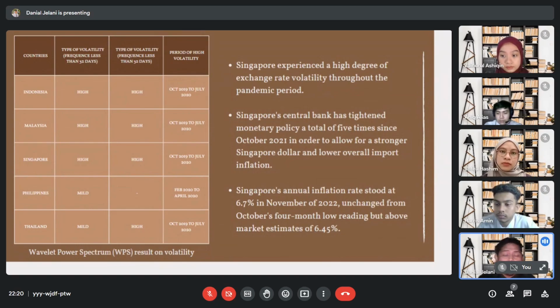Inflation in a particular nation is one of the most common factors that leads to a shift in the exchange rate. Singapore's annual inflation rate stood at 6.7% in November of 2022, unchanged from October, a low reading but above market estimates of 6.45%. There were rises in the cost of housing, accommodation, transport, clothing, food, and many more. So this is why the volatility of Singapore is high.